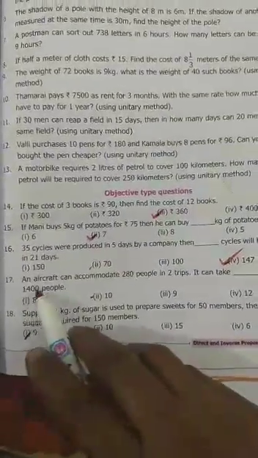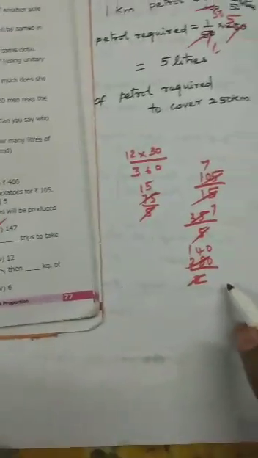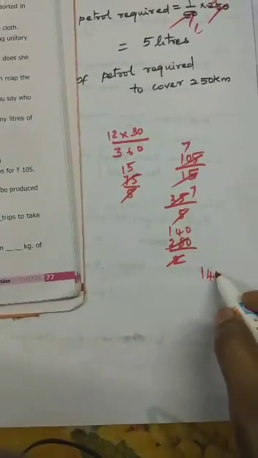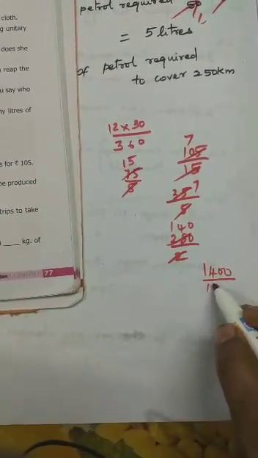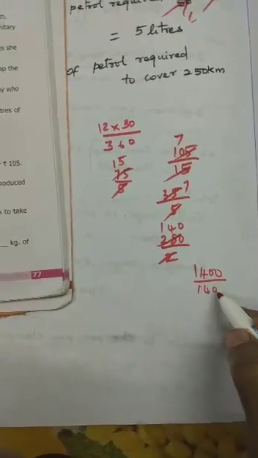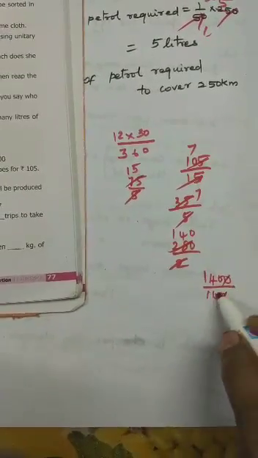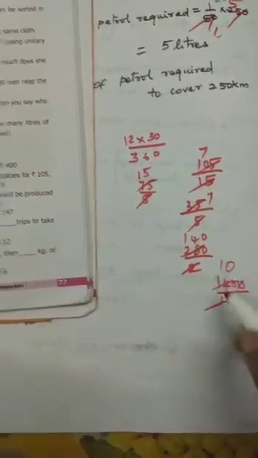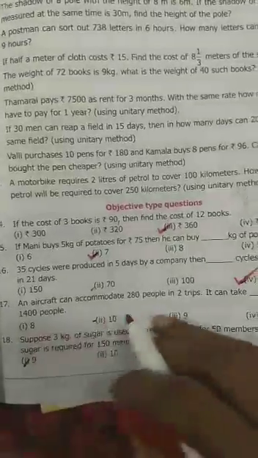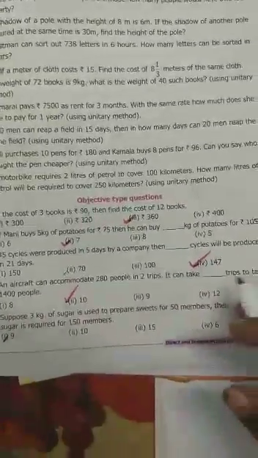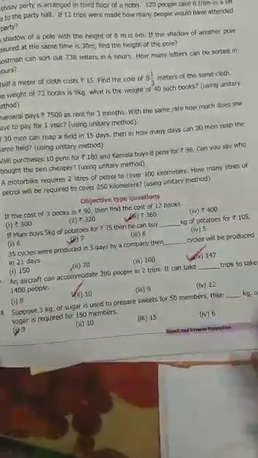Then 1400 people for how many trips? 1400 by 140. How many trips is it? 0, 0 cancel. Then 10 times. It is 10 trips. Okay. For 10 trips, 1400 people they can take.